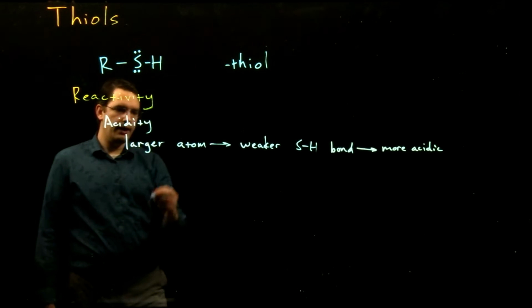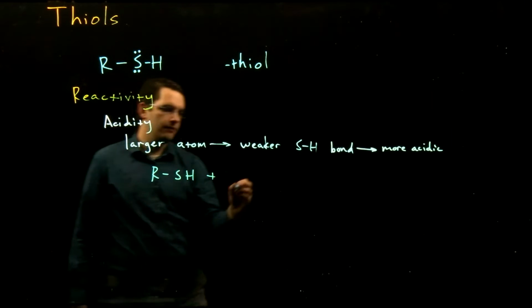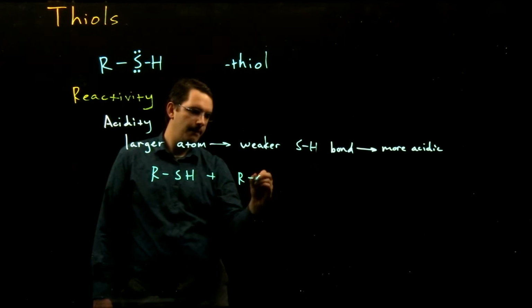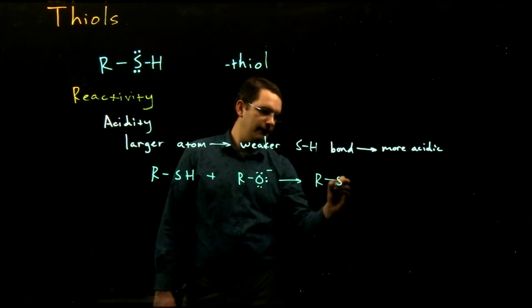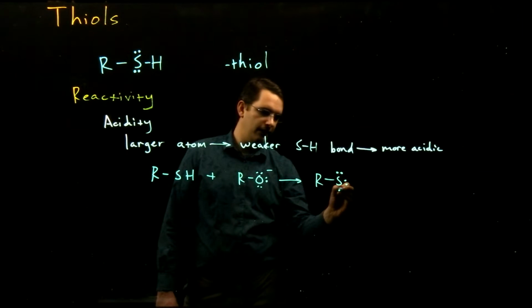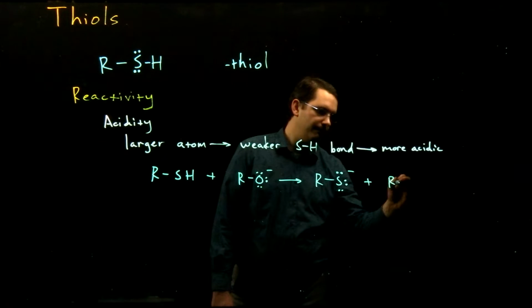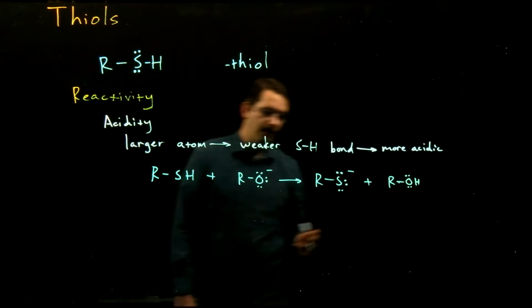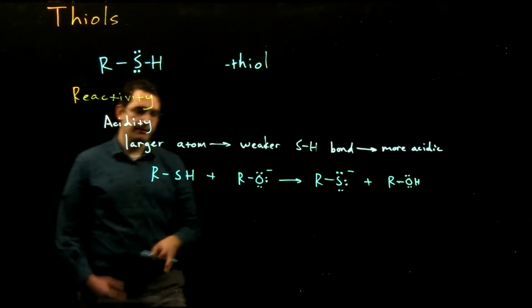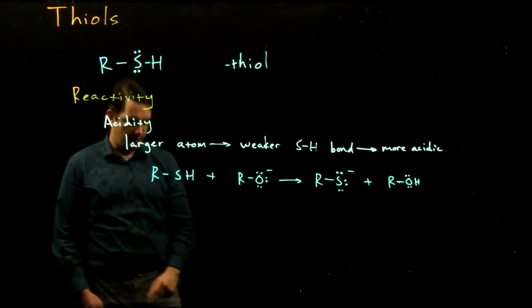So if we have a thiol versus the conjugate base of an alcohol, our equilibrium is going to strongly favor our thiolate, the conjugate base of our thiol, and our alcohol. Right, again, our thiol is a much stronger acid. Again, of course, this changes the properties of both our thiol and our thiolate.